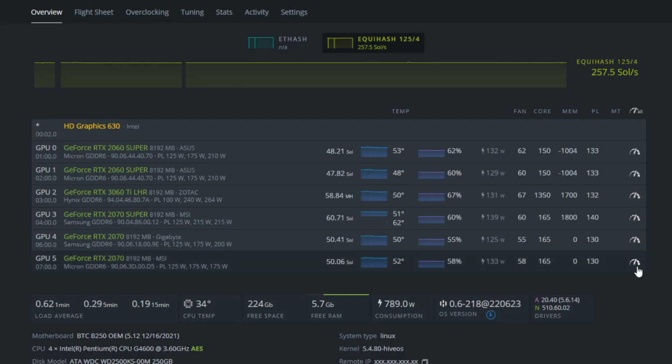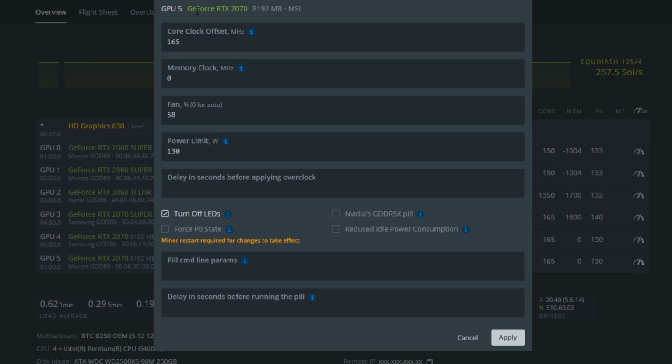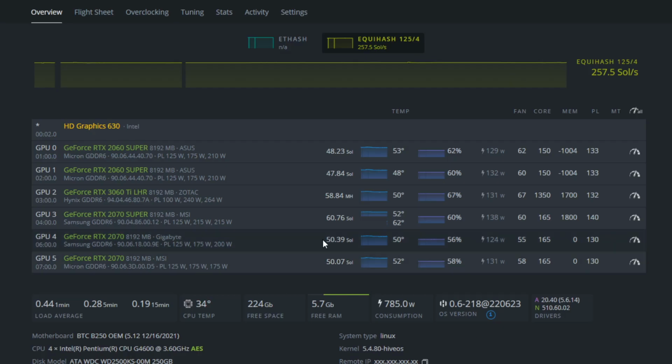Very similarly to the 2060 Super, the RTX 2070, I'm running a plus 165 core offset, zero for memory overclock, because Flux is a very different algorithm compared to Ethereum or Ravencoin. It is nowhere near as memory dependent, so I'm running nothing for the memory clock there, so we're saving a bit of power, still getting a pretty good solutions per second of around 49 to 50, and then of course power limit around that 130 mark. So of course here you can see the hash rate.